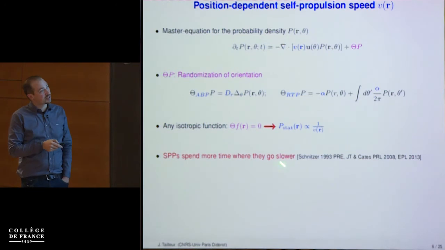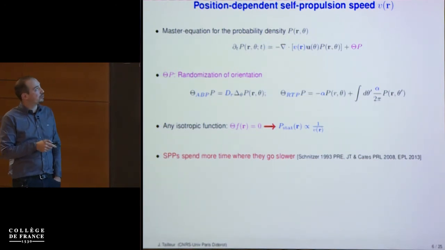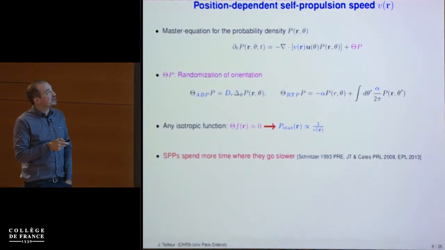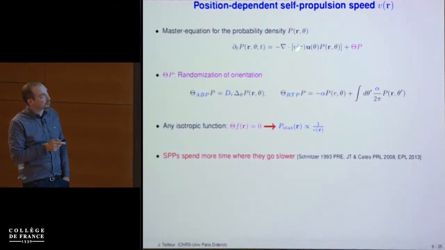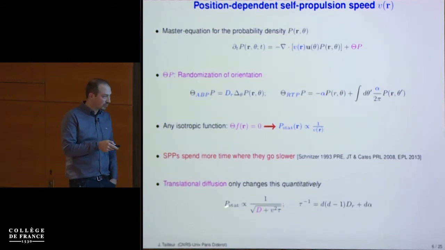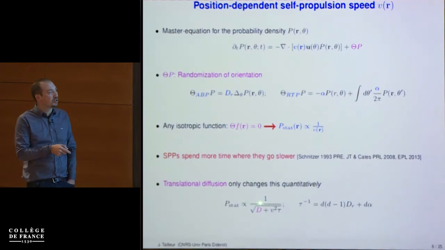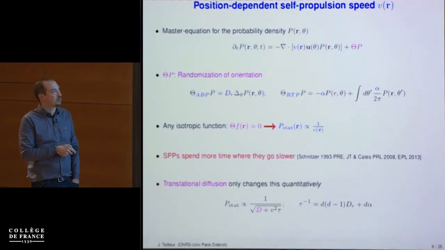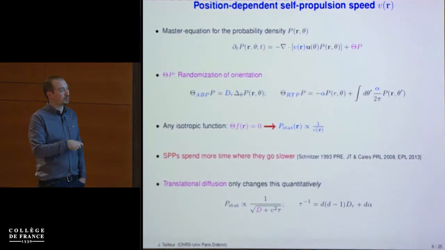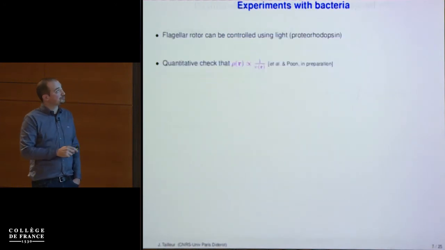So that's something that Schnitzer had realized for run-and-tumble bacteria that can be generalized to all types of active particles. Here you may have noticed that I don't have any translational diffusion, so I don't have a Laplacian on r. You can add it. It only changes this result qualitatively. So the steady state is now 1 over the square root of your diffusion constant plus v squared times tau, where tau is the persistence time of your dynamics. But basically, this scales as 1 over v. So you spend more time where you go slower.